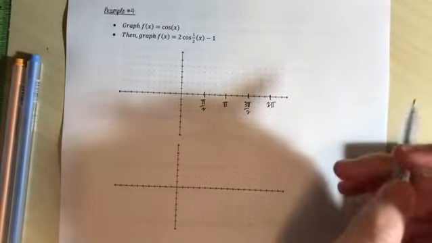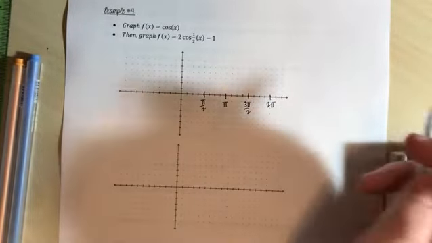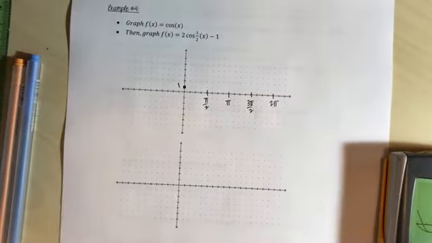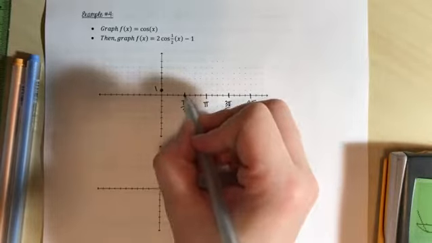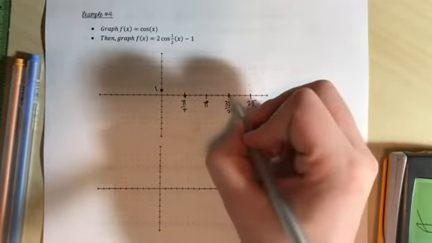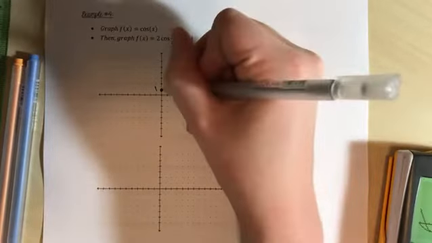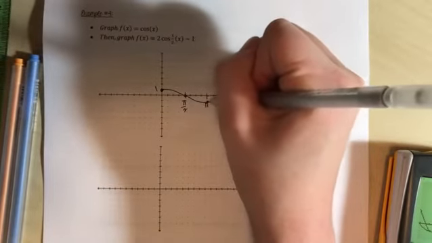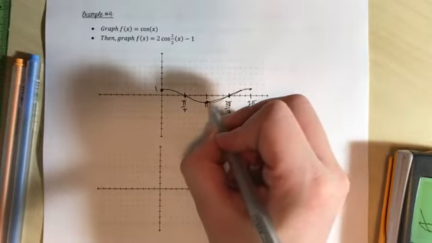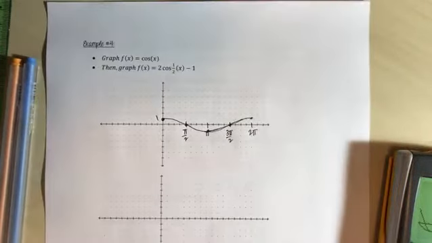So instead of starting at 0, 0, it starts at 0, 1. So I just go ahead and make a point right there at 1. Then it just follows the same wave cycle. So I'm at 0 here, at -1 here, 0 here, and then back up to 1. So cosine begins at a peak. If you want to think of that top part as being a peak, then it comes down to the bottom and then it comes back up.